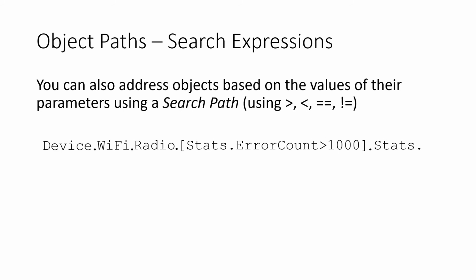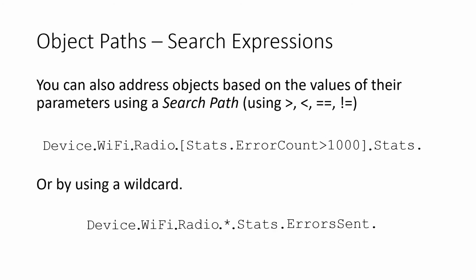Lastly, USP lets a controller use wildcards to address all instances of an object in the object path. For example, a GET message requesting device.wifi.radio.star.stats.errorsent would return the errors sent of every radio object.